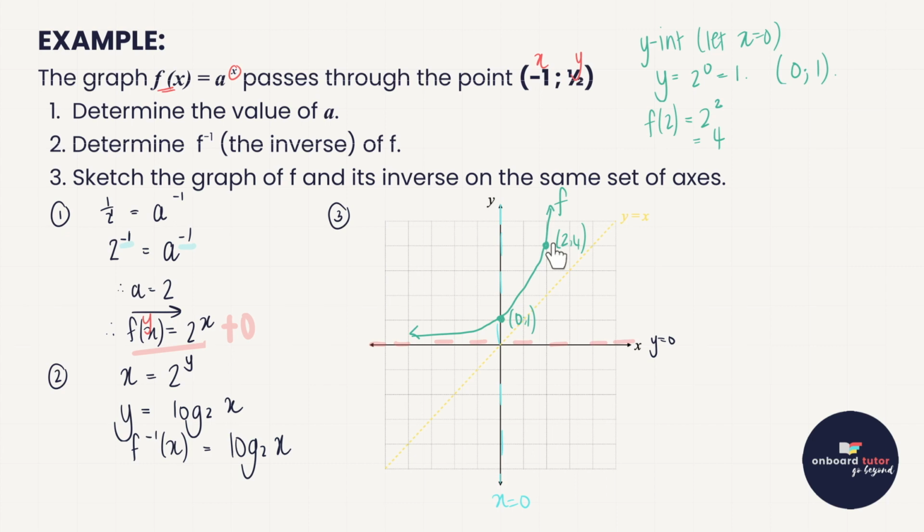And then I'm simply going to take these 2 points and I'm going to switch them out. So instead of 0 and 1, I can plot a point at 1 and 0. And instead of 2 and 4, I can plot a point at 4 and 2. And there, with very minimal effort, I can actually draw that graph, log base 2 of x, also known as f to the minus 1. So there you have it.